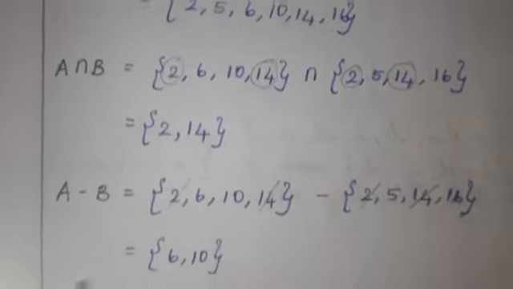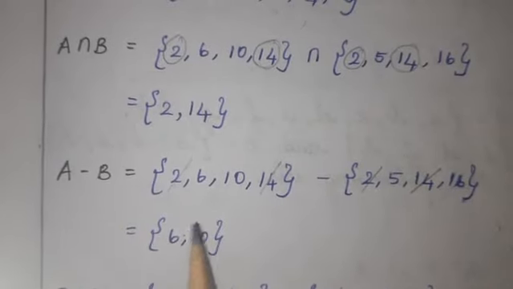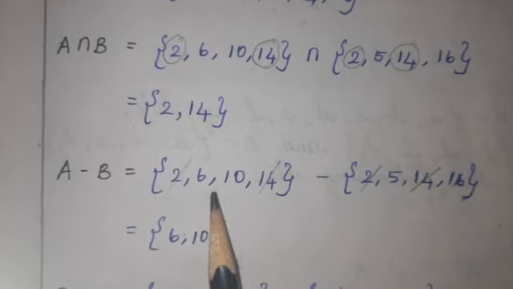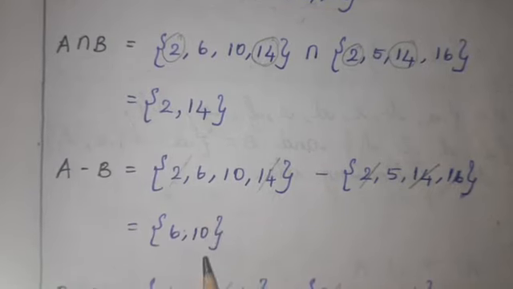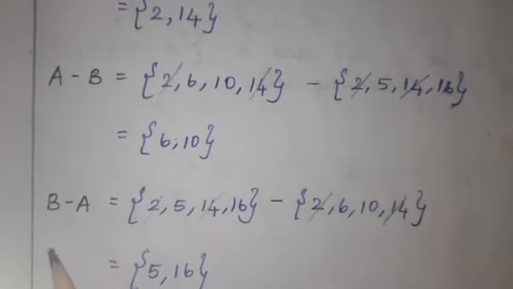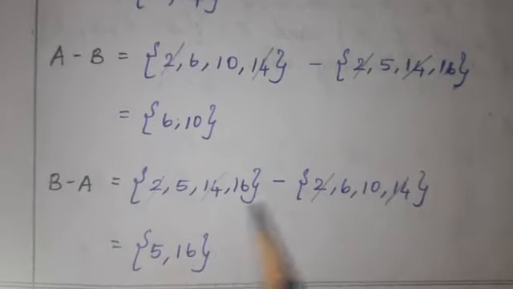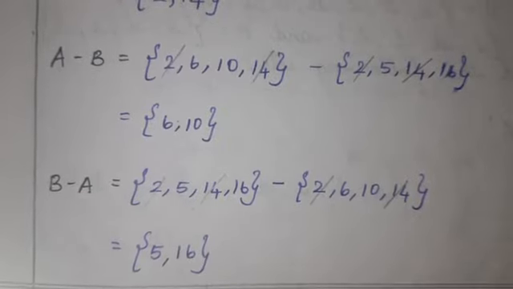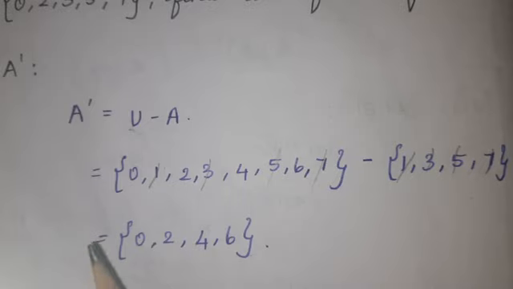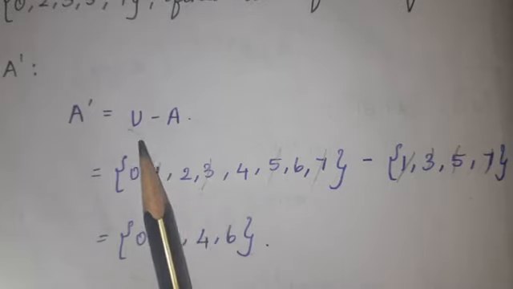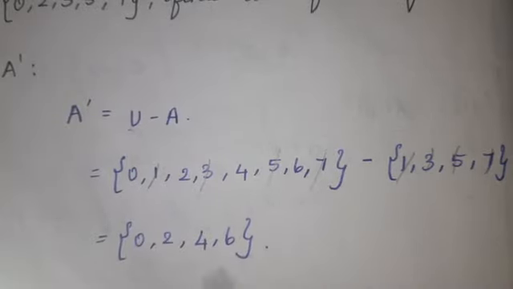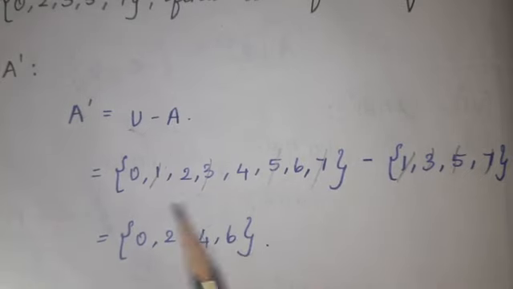And the next one is A difference B. Now I told that, no, that is the A set, B set. Cancel the common element. So the remaining element present in that first set is, what is that answer? It is 6, 10. So our answer is 6, 10. Next one, B difference A. Same way. Cancel the common element. The remaining element present in that first set is 5, 16. How to find A complement? I told that U difference A. You write that U difference A. U set I have written, difference A set. Cancel the common element. The remaining element present in that first set is 0, 2, 4, 6.